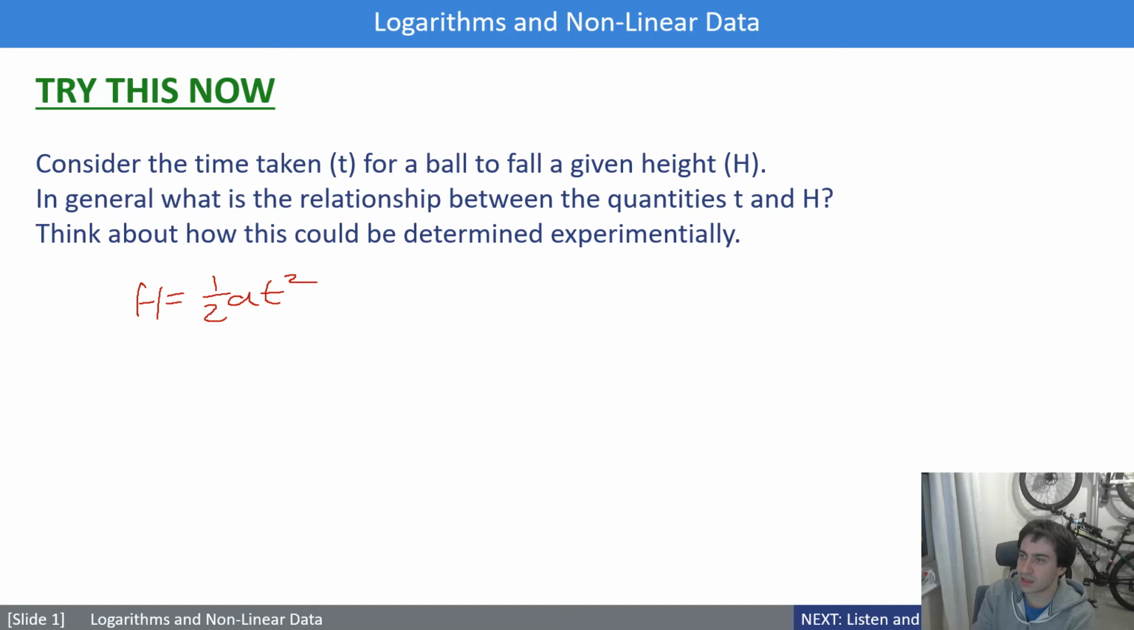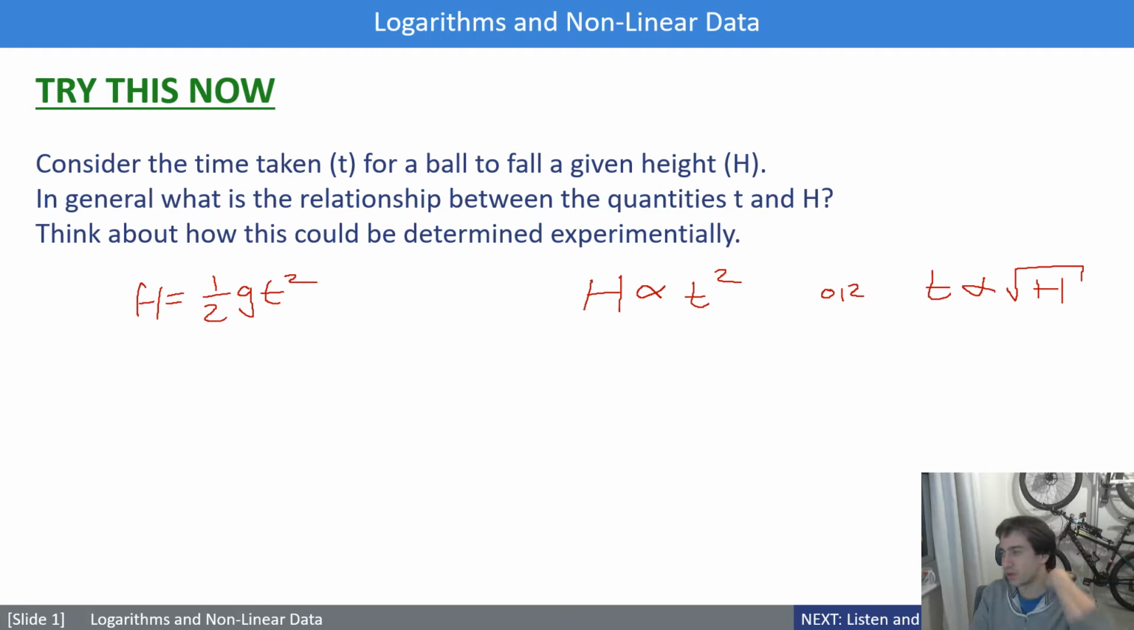a is gravity, or to be more specific, acceleration due to gravity, which is g, and that's our relationship. So the height is proportional to t squared, or to put it another way, the time is proportional to the square root of the height. Okay, either one is acceptable.